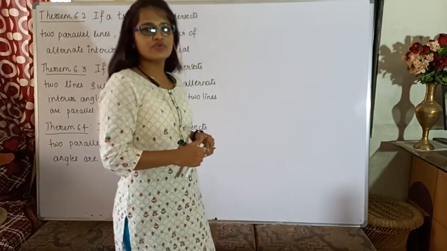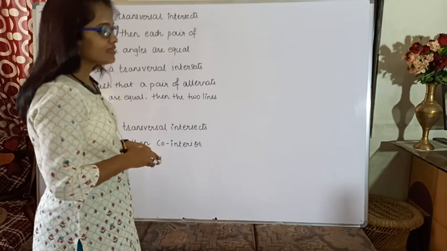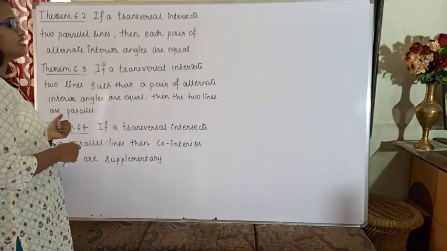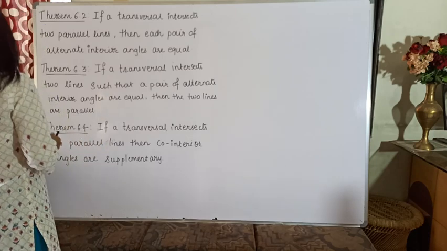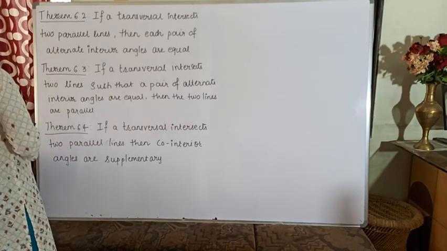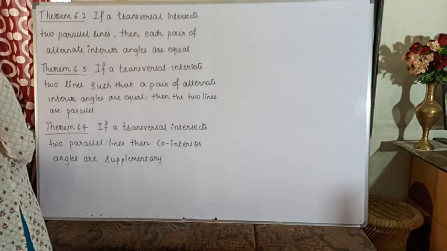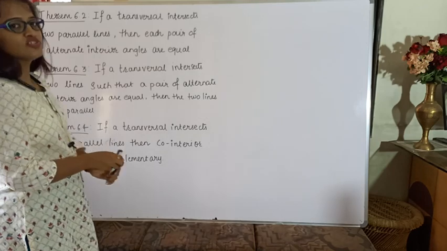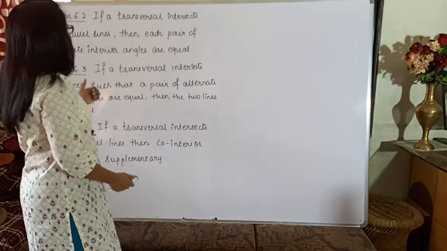Now let us look at the next theorems present in the topic lines and angles. So the first theorem 6.1 which we have seen, what does the theorem say? The theorem said that if two lines are intersecting each other, then the vertically opposite angles so formed are equal to one another, right? So now let us look at the next theorem.